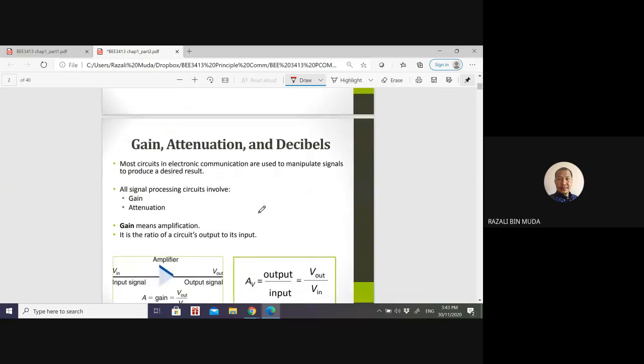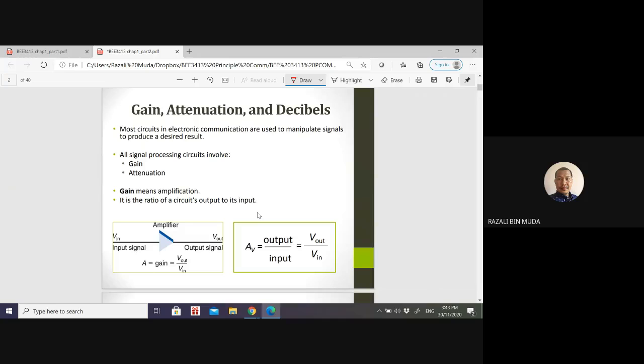Okay, you can read this. We have discussed this before. Gain, sometimes written as A, is the ratio of output to the input. So A is V out over V in. It should always be output over input. So AV, the gain of the voltage, is V out over V in.